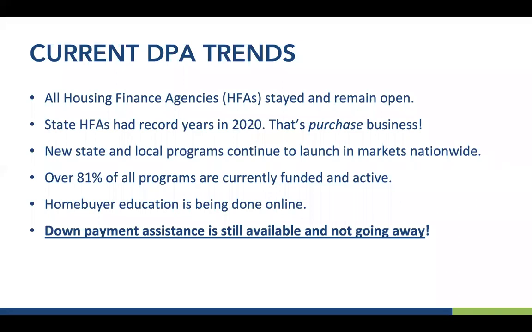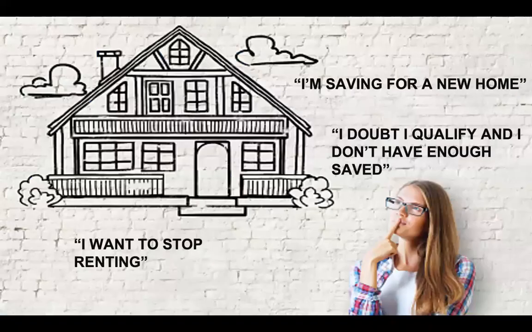And also, homebuyer education is being done online. Many DPA providers were able to stay open over the last 18 months or so because they adopted online homebuyer education courses. That's a big deal because many DPA programs, in order to qualify, require that the buyer complete a homebuyer education class. So all of this is to say down payment assistance is absolutely still available and is absolutely not going away. In fact, we're seeing more and more attention on affordability and on down payment assistance in particular out of DC, at the state level, and even in local communities.